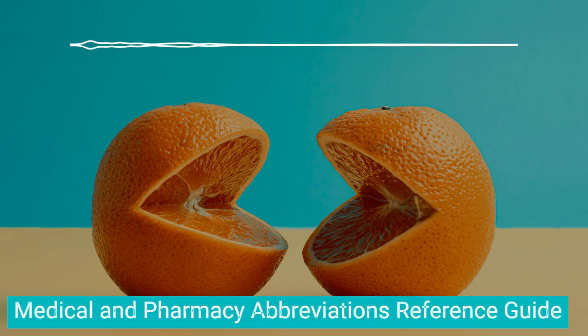Ever looked at a prescription bottle, maybe a medical chart or some lab results, and just felt completely lost, like you're trying to read some kind of secret code? Oh, absolutely. It can definitely feel like that. These little combinations of letters. What on earth are they actually trying to tell you?